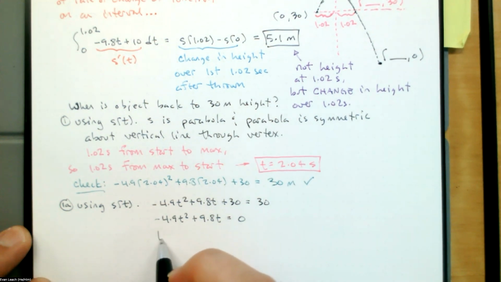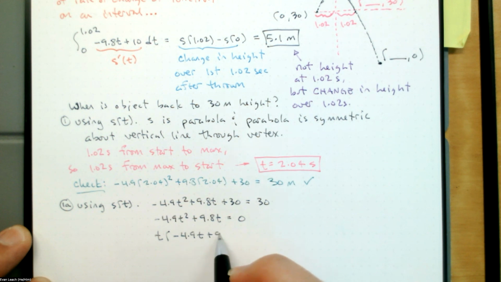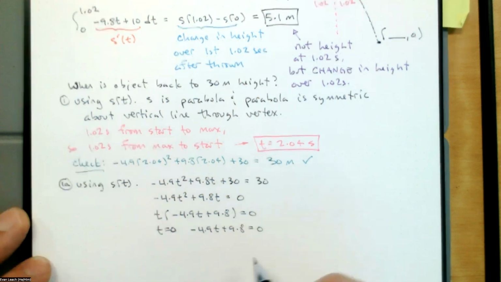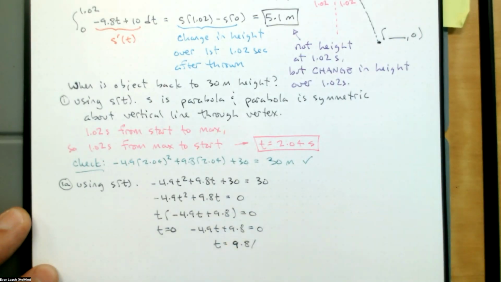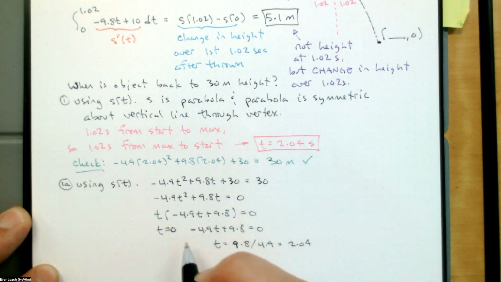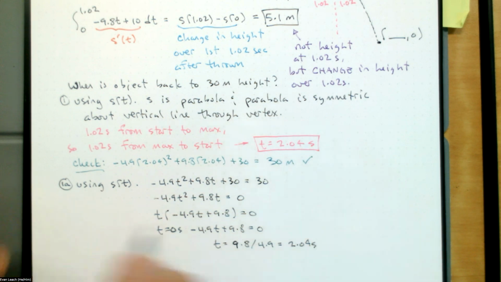Let's just factor a t out, and that'll leave a negative 4.9 t plus 9.8. So t equals 0 from this one. We knew that one already because that was our starting height. And the negative 4.9 t plus 9.8 equals 0. So t is 9.8 divided by 4.9, which is 2.04. So this 30-meter height happens at 0 seconds and 2.04 seconds.